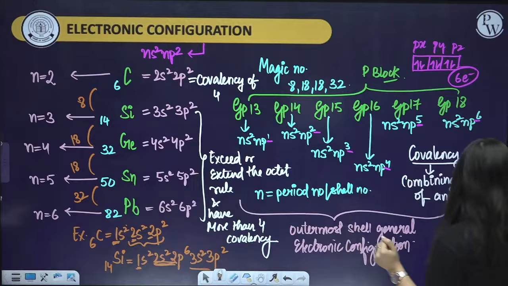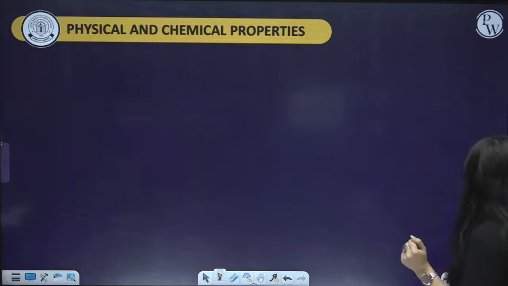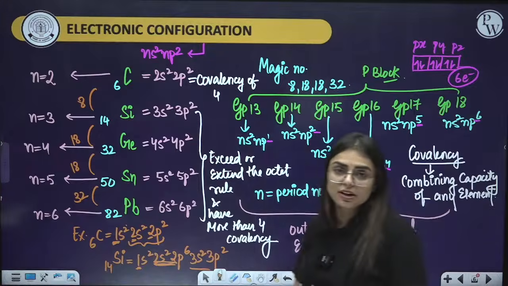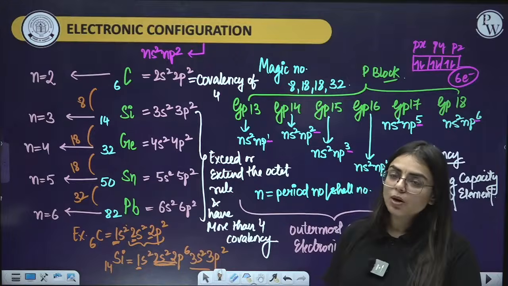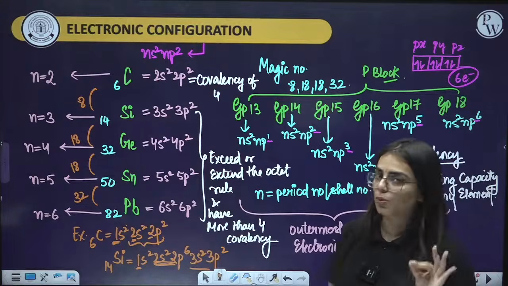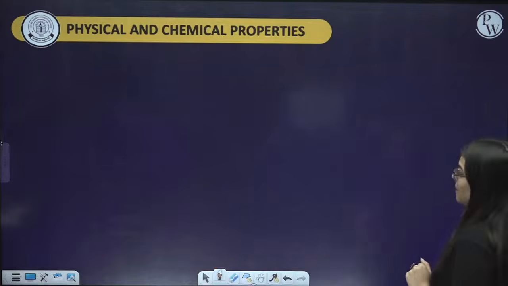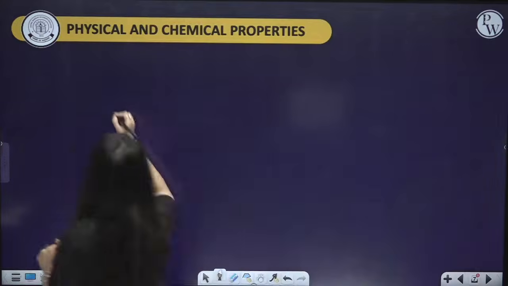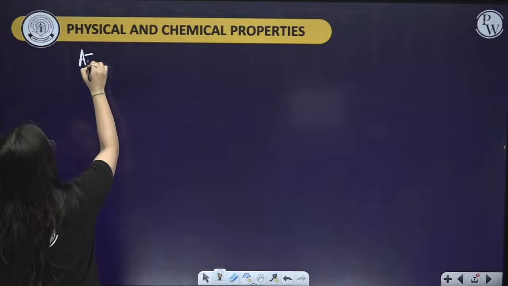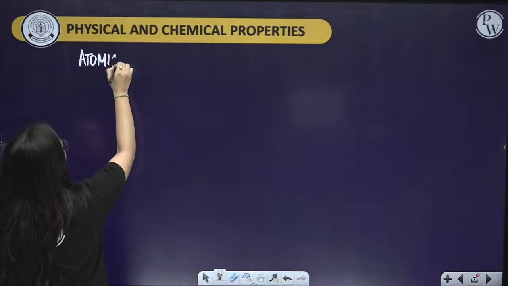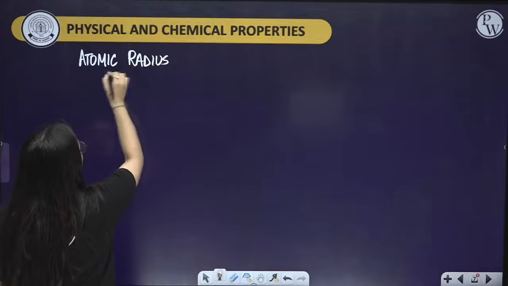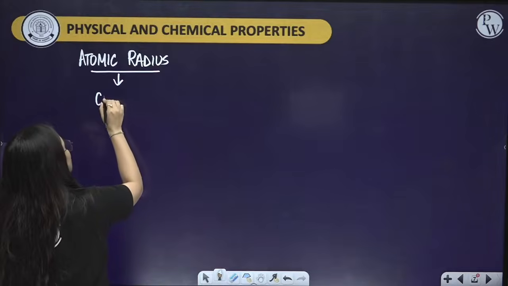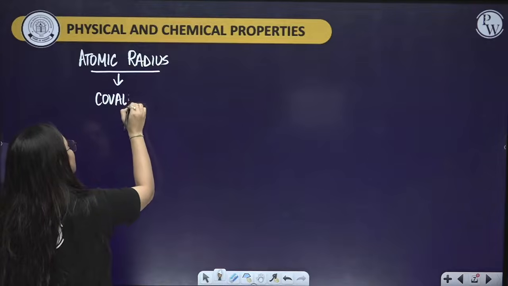Okay everyone, now let us start with the physical and the chemical properties, and we'll be starting with the atomic radii portion. So before that I want you people to write it down, to note each and every concept over here. Clear? Yes ma'am. So now let's start with the very first property of ours, that is atomic radii. And in atomic radius also, I will be talking about covalent radii.